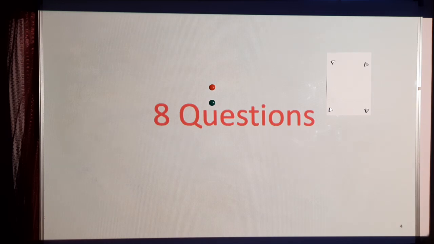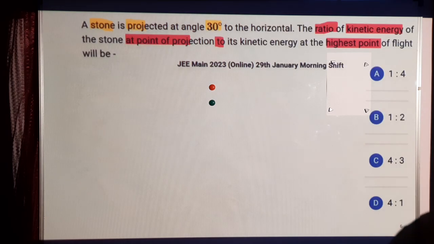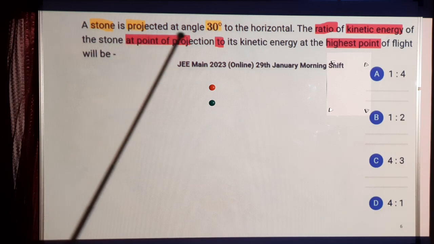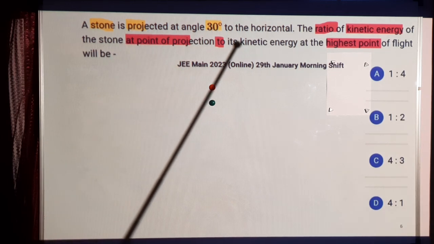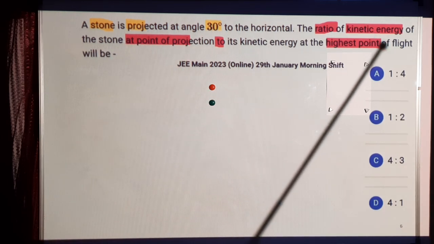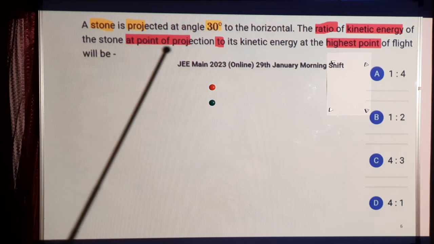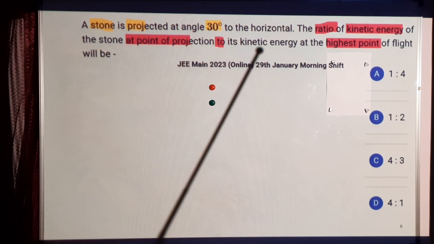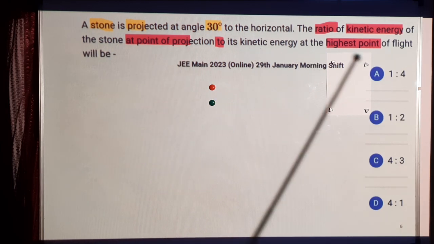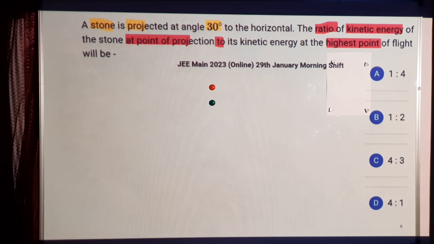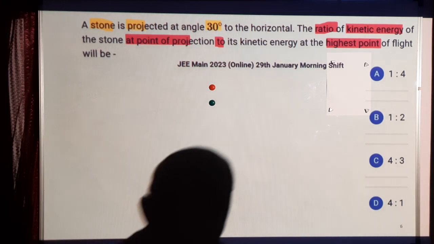I'll discuss some 8 questions. This is the first one. A stone is projected at an angle 30 degrees to the horizontal. The ratio of kinetic energy of the stone at the point of projection to its kinetic energy at the highest point of flight will be. You can pause and answer this question.